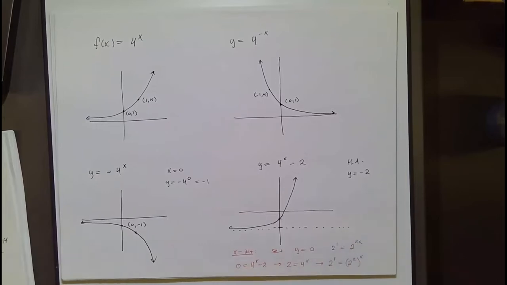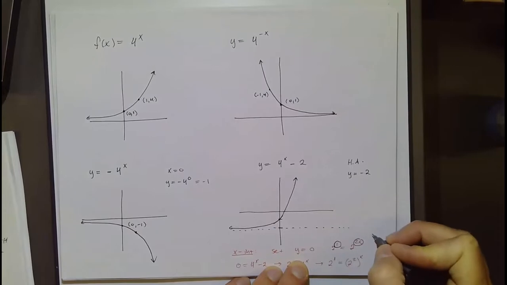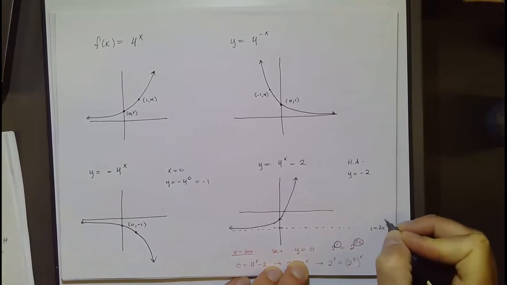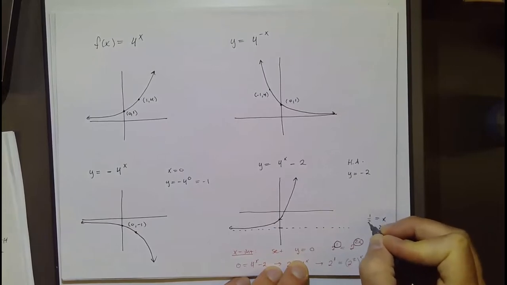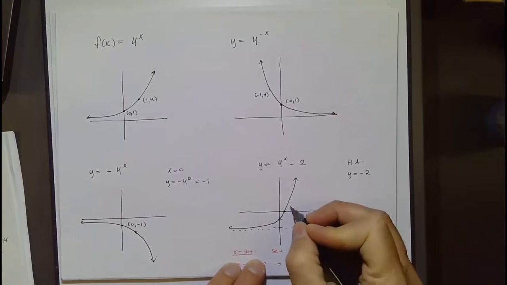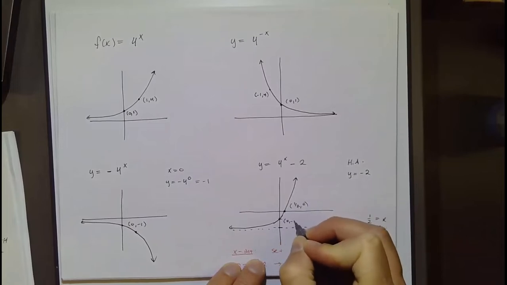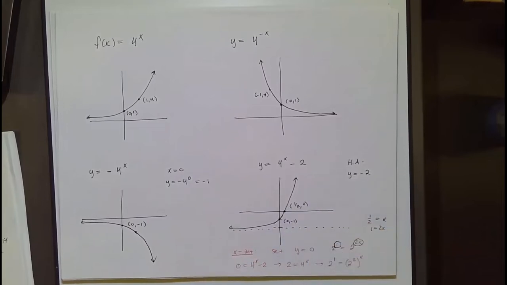And then once those bases are the same, we can set the exponents equal to each other. So 1 equals 2x, which means x equals 1/2. And that is your x-intercept, (1/2, 0). So that's how I would graph that one.